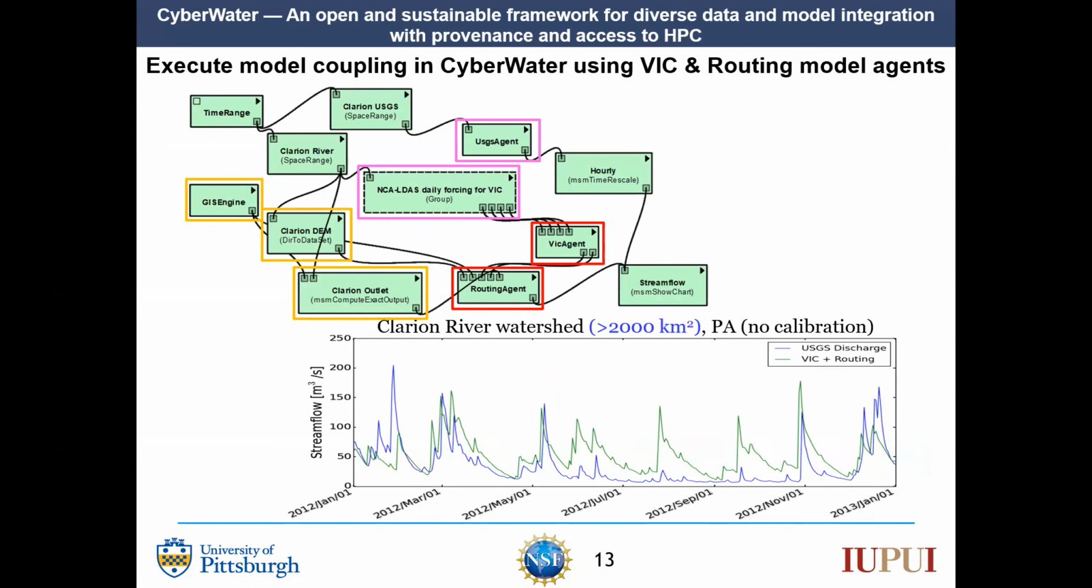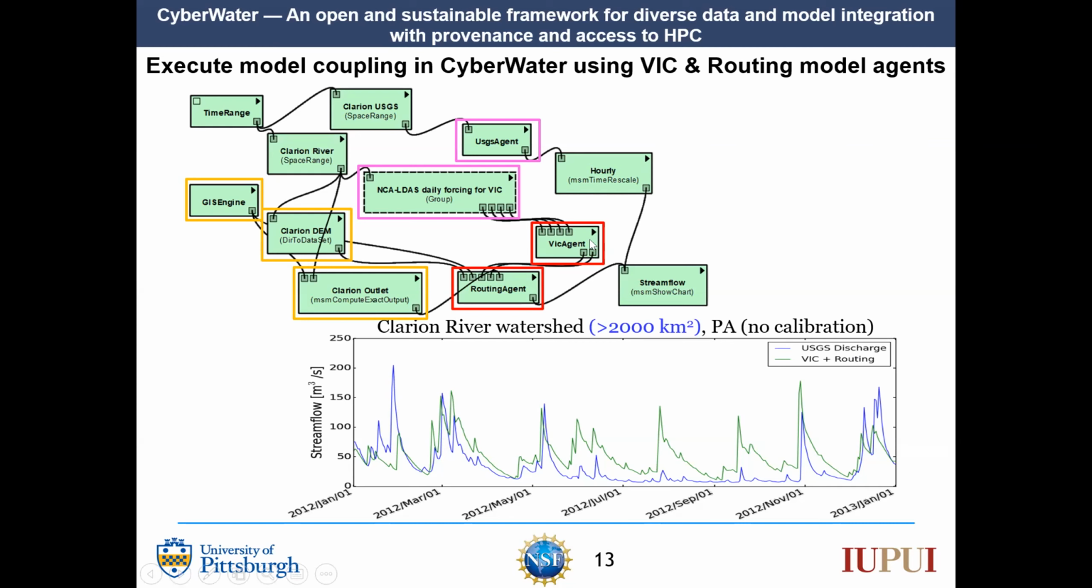Okay, this is another example in CyberWater where I want to show you how easily you can use the CyberWater system to couple different models. So first of all, you need to integrate the models that you want to couple into the system and then couple them together to get the results that you want. In this workflow showing up here, we have the VIC model coupled with the routing model using the model agent approach.